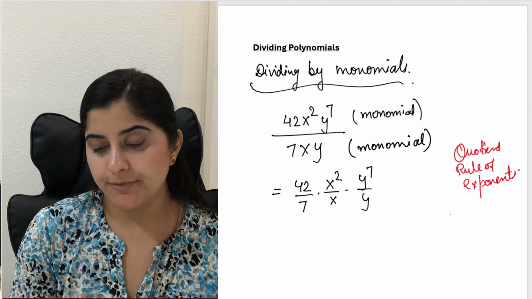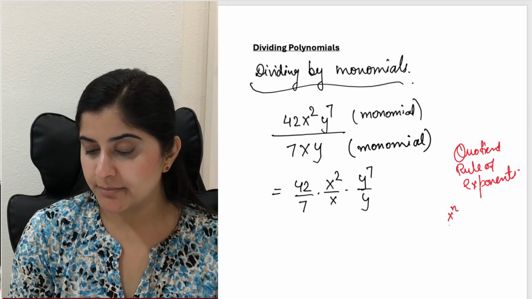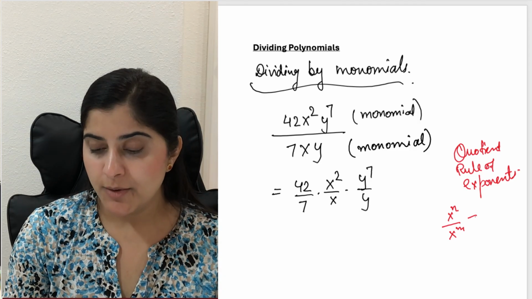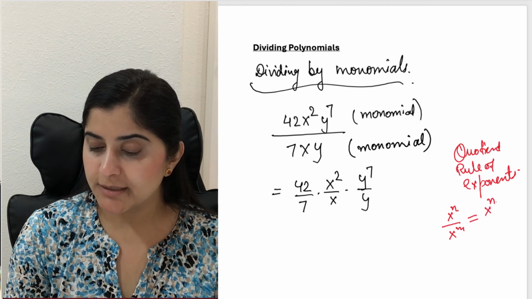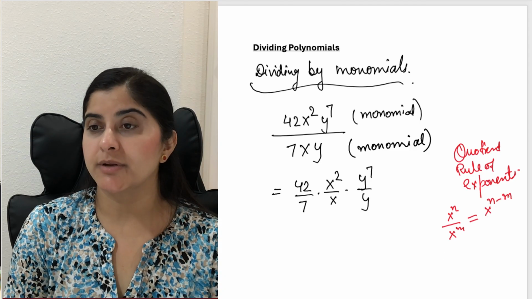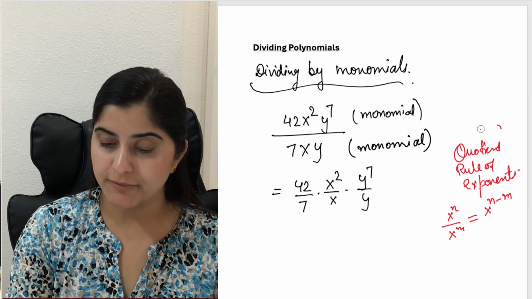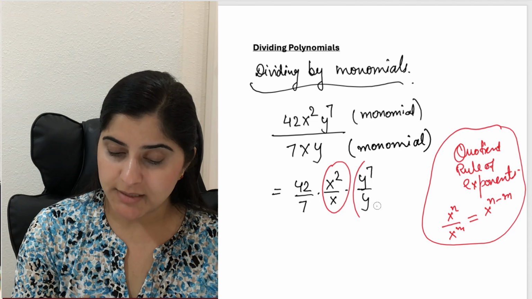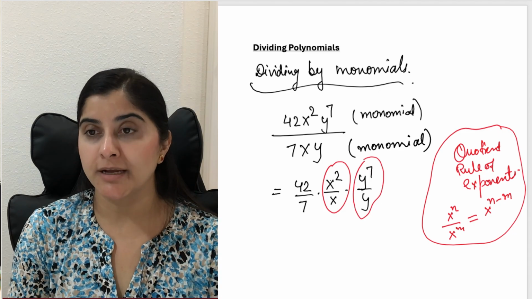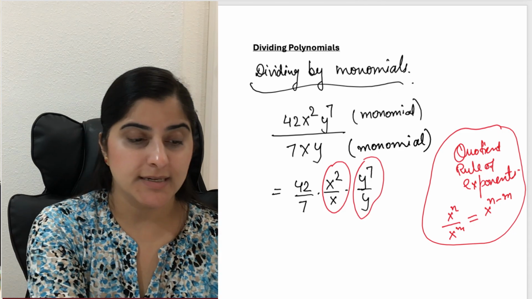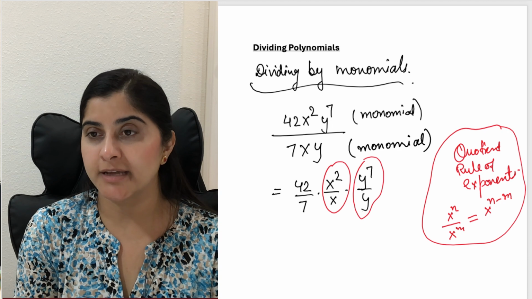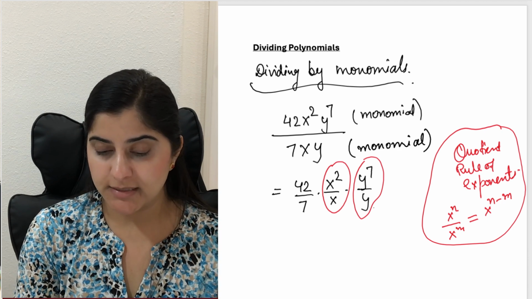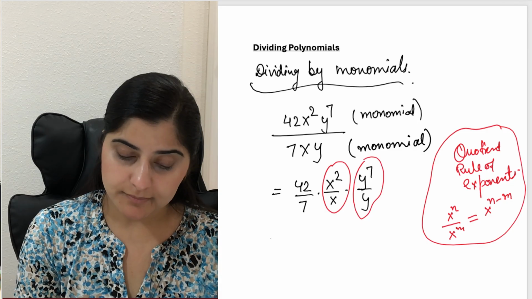So if you have two exponential expressions with the same base and we are dividing them, we can combine them together by subtracting their exponents. So this is the quotient rule of exponents. We are going to use that here as well, because we are dividing exponential expressions and they have the same base. We first separate them with the same base. So x with the x, y base with the y base.